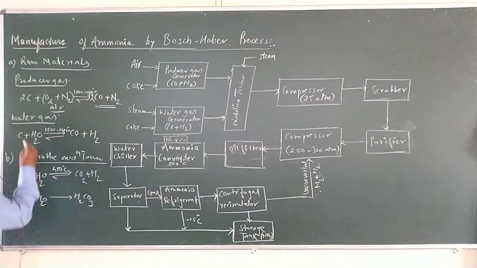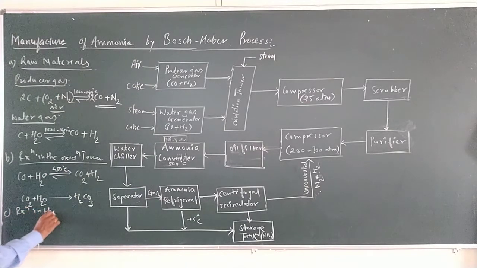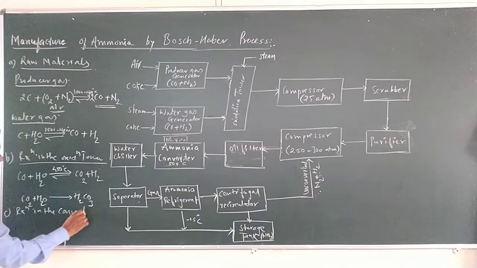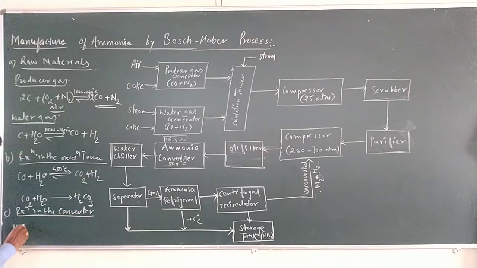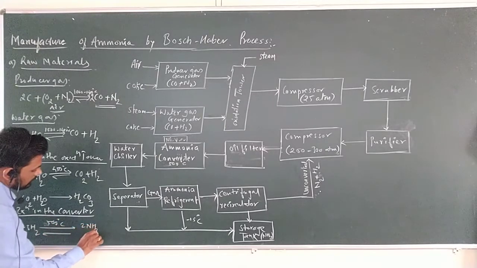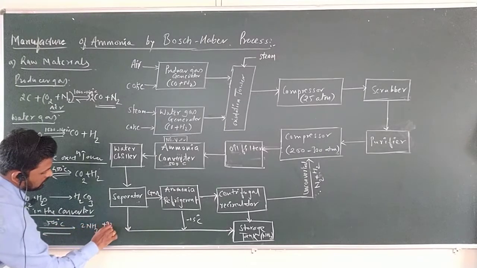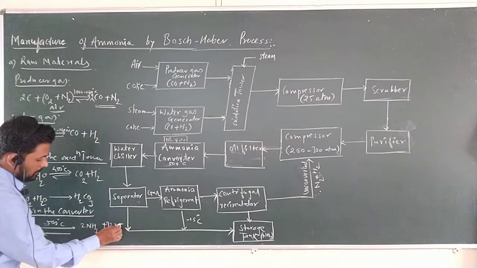Here we can see the reaction of the raw material, the reaction of the oxidation tower. Here we can see the reaction of the converter, a very simple reaction. Which type of reaction takes place in the converter? We already studied it. N2 plus 3 molecules of H2, at 500 degrees Celsius, forms 2 molecules of NH3 plus 92 kilojoules of heat, which we already studied, evolved in principle.